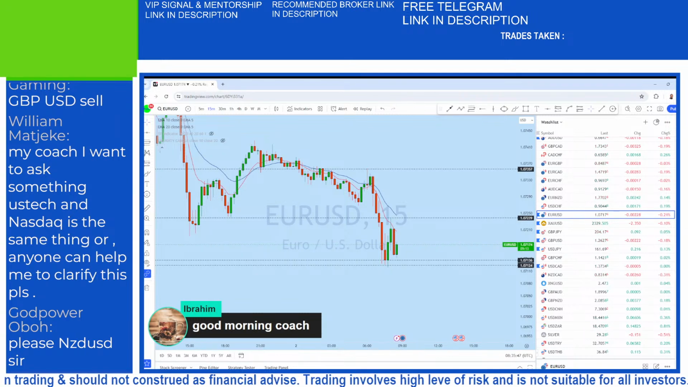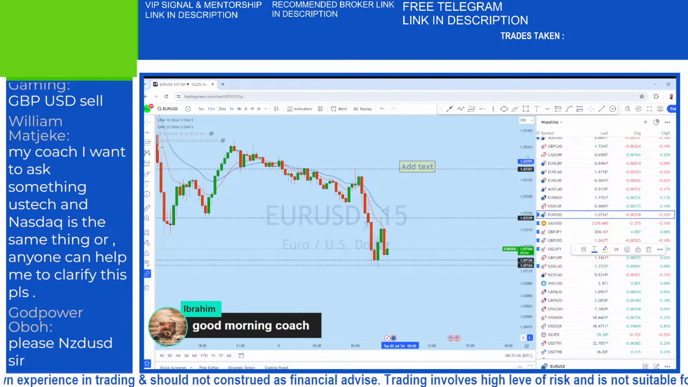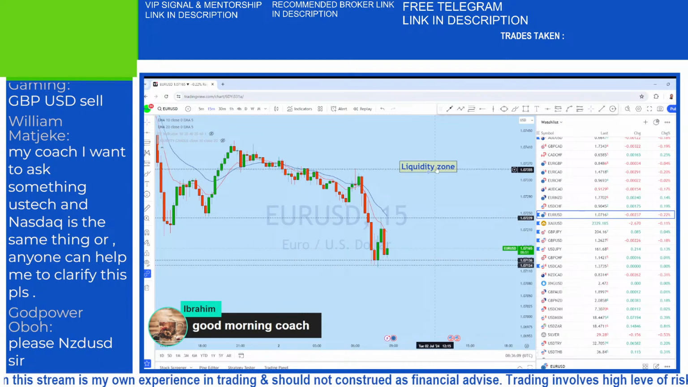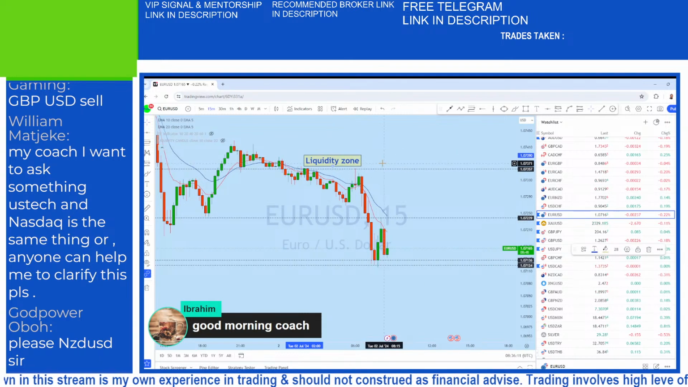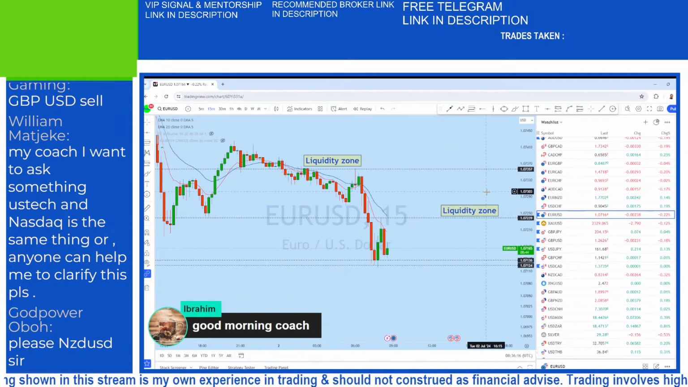Okay, so looking at EUR/USD, waiting for the price to hit that resistance level. This is one of the important liquidity zones. Okay, so this is a liquidity. Very important liquidity zone. And this is another important liquidity zone. So both of them are important levels of resistance.